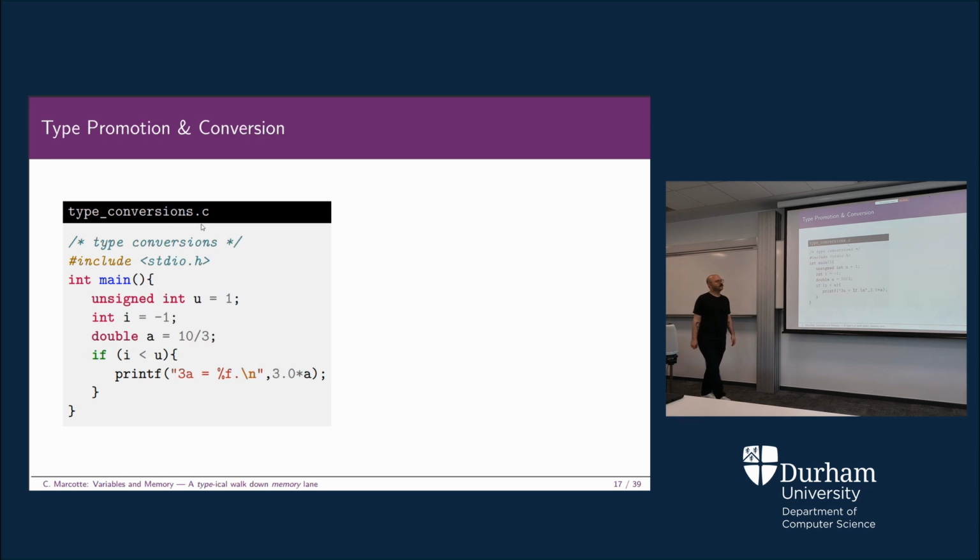Here we have some more type conversions. We have unsigned int u equals 1, int i equals minus 1, double a is equal to 10 divided by 3, and then if i is less than u, printf a equals whatever. So u is assigned, i is assigned, a is assigned, and then we compare i and u, and if i is less than u, then we printf. So what is the output of this program?